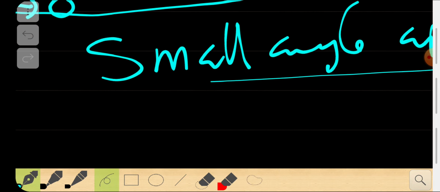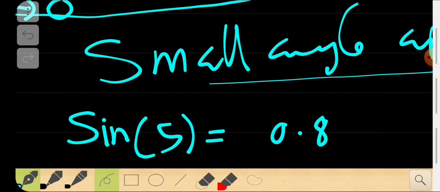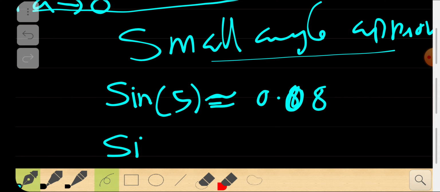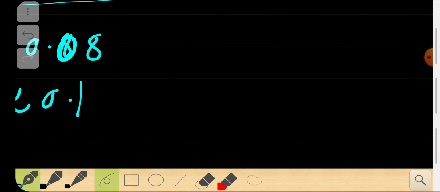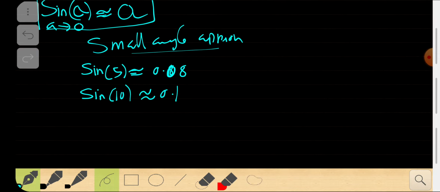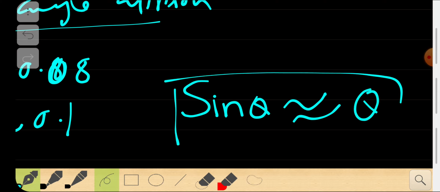If you look at the function itself, you can see that sine 5 degrees is around 0.08, and sine 10 degrees is approximately equal to 0.1. So it's almost small for the sine value. So sine theta is approximately equal to theta for small values of theta. Okay, so that's called small angle approximation.